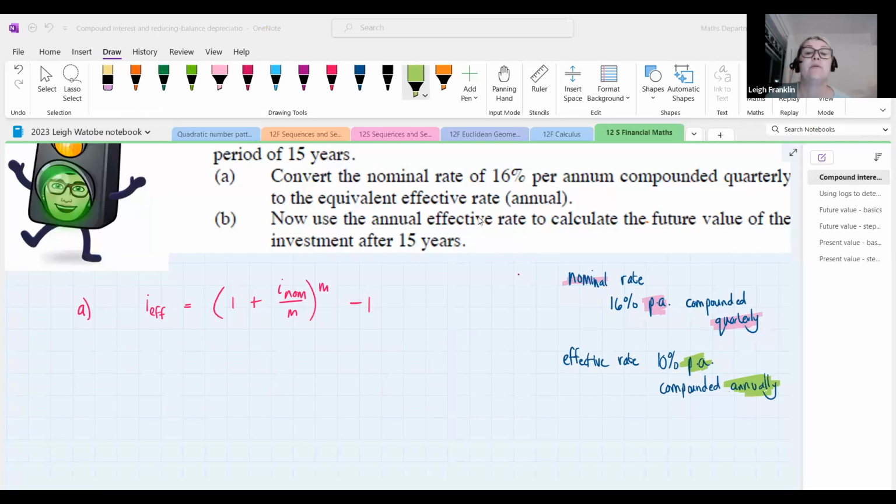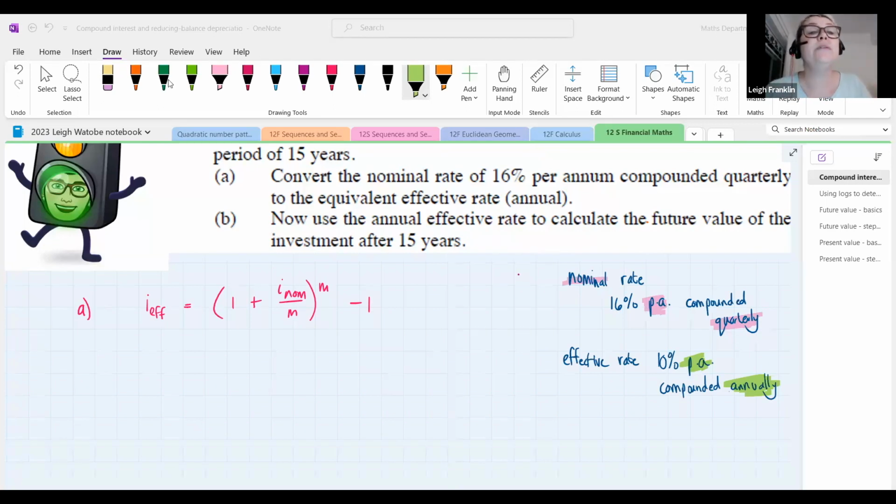Yes, Shisana. An effective rate could also be something like 1% per month, compounded monthly. That would be an effective rate. So an effective rate is when the interest rate that is quoted is the same as the compounding period. And we can use this formula, the one in pink, in order to convert between the two.